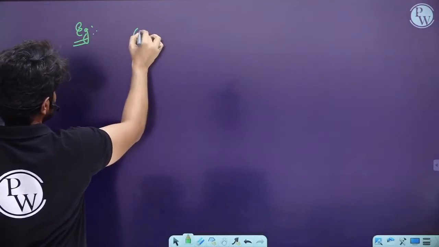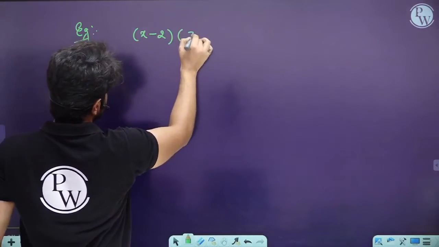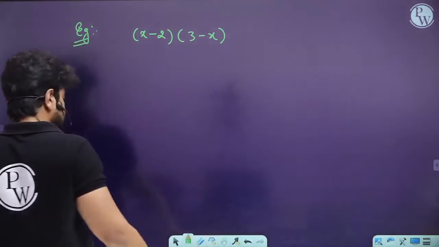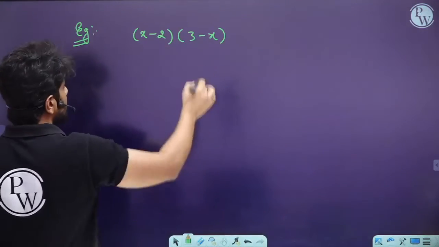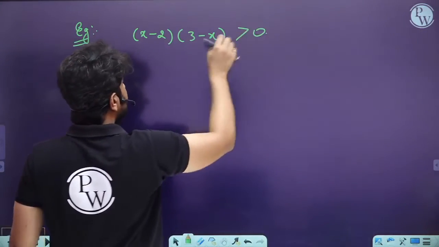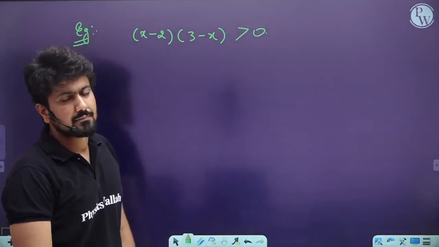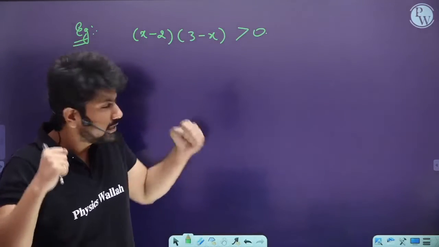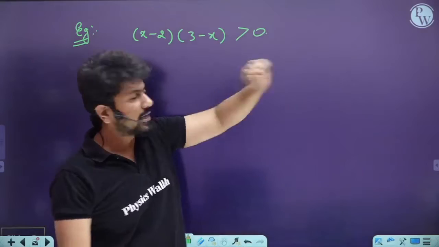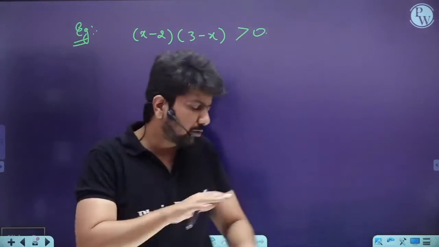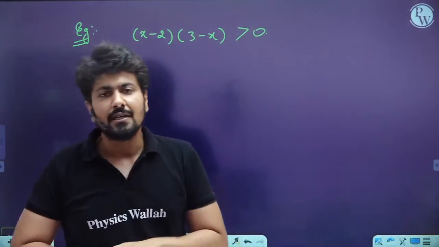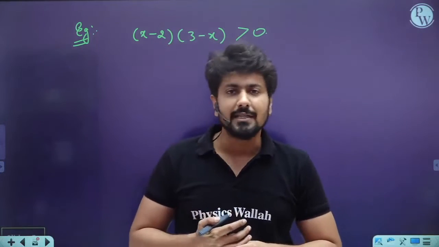Let me take this question again. 3 minus x, what was the question? Greater than 0. What if I don't make the coefficient of x positive? Okay, suppose I am a very rebellious person. I am not making the coefficient of x positive. Now how do I solve this question? What will be the answer?